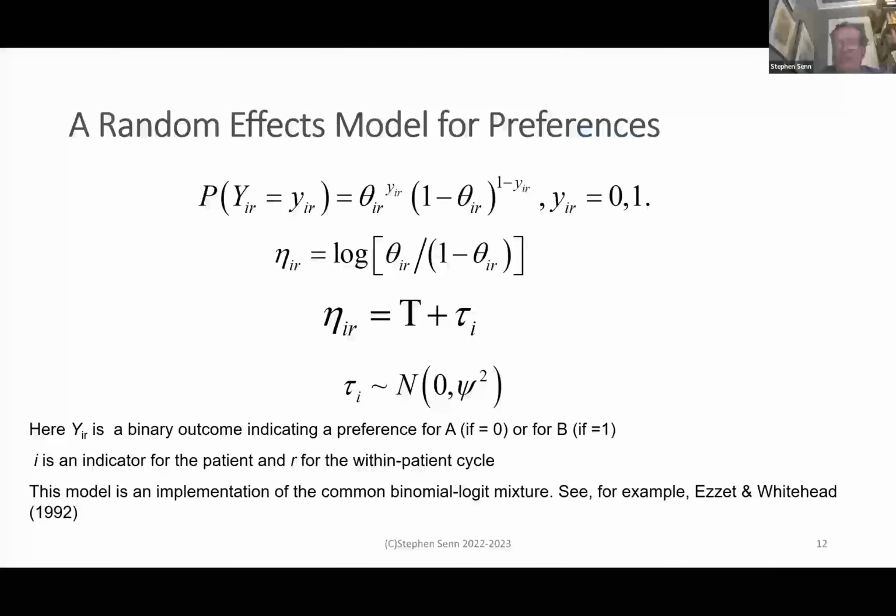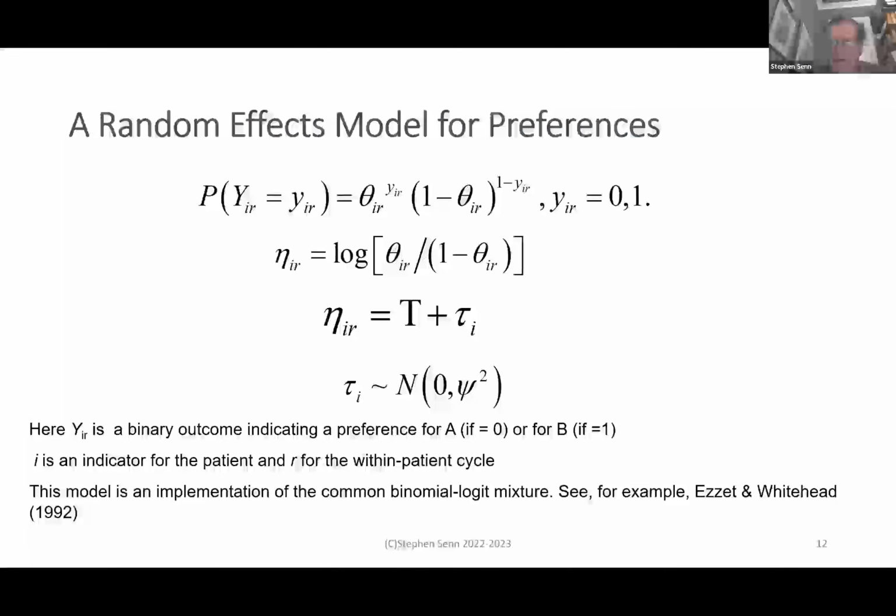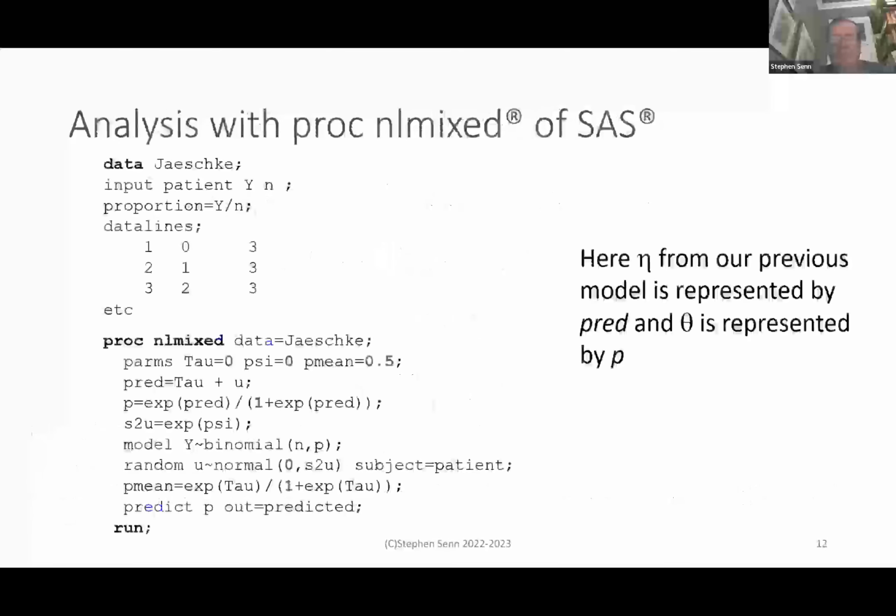This model is an implementation of the common binomial logit mixture, which was used, for example, by Farewell and John Whitehead in an important paper in Statistics in Medicine of 1992, or actually this may be in Applied Statistics. There were two papers that they had. I'm not quite sure which one I'm citing here. I can analyze this using PROC NLMIXED of SAS. This is a particular routine, very fine code developed by Russ Wolfinger for SAS, and this is just a particular implementation of that model.